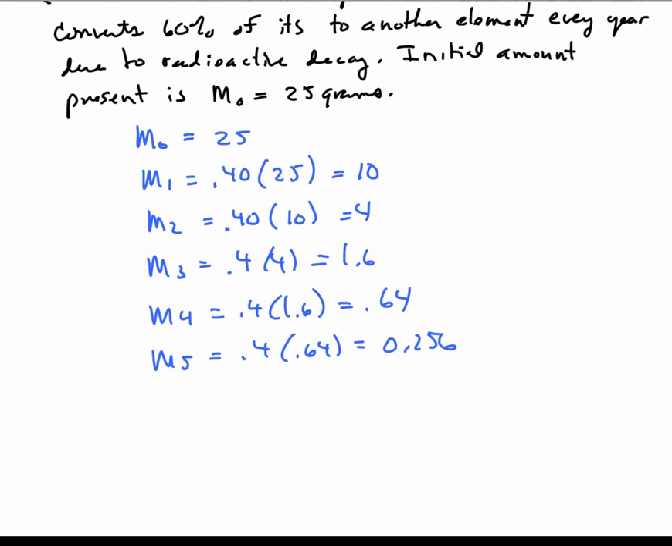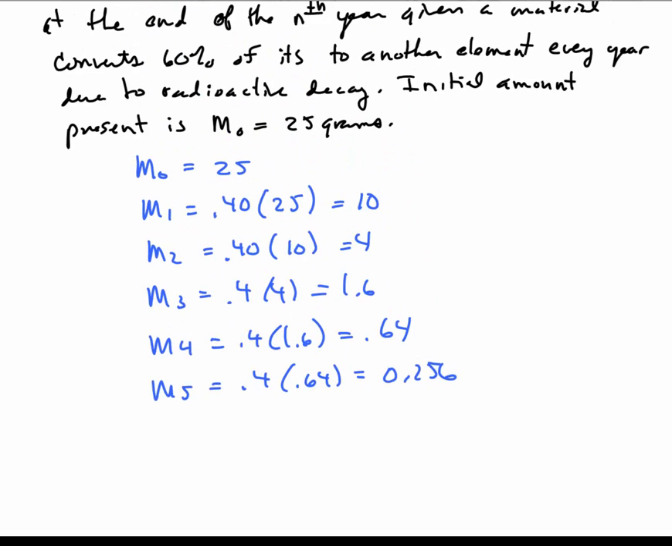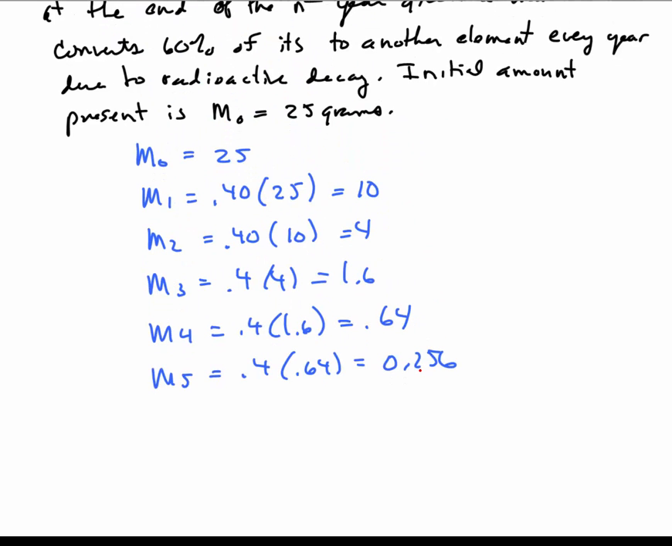Now, a couple of things I want you to watch out for. In my math lab, a lot of times they'll ask you to round to a particular value. So in this case, if they're asking us to round to tenths, this would be 1.6, this would be 0.6, this would be 0.3. If they're asking us to round to hundredths, it would be 10, 4, 1.6, 0.64, 0.26. So make sure you're reading those directions about rounding. They will be important. So those are the amounts that are left after 5 years.